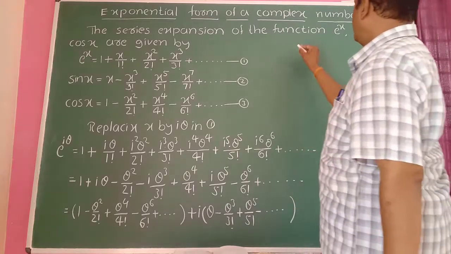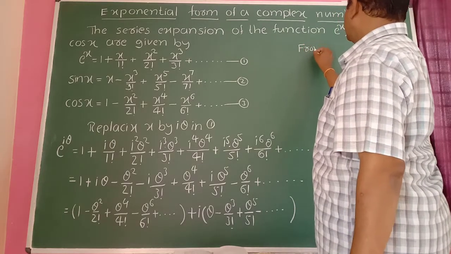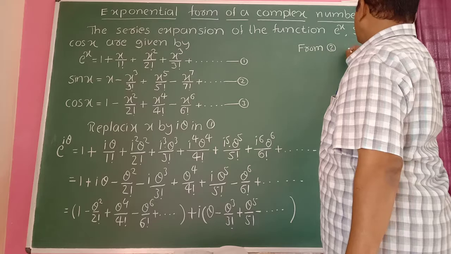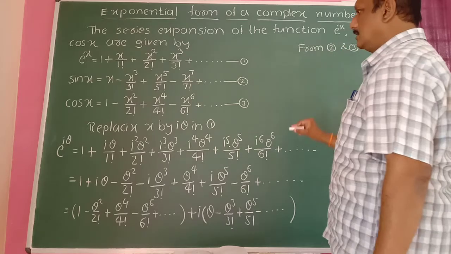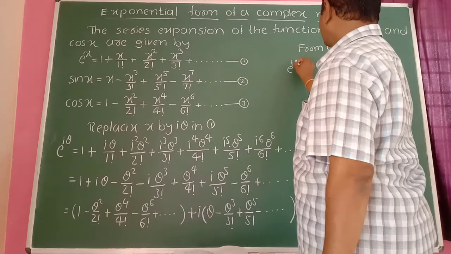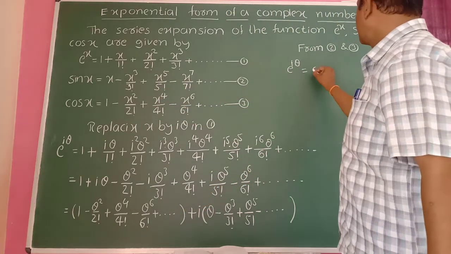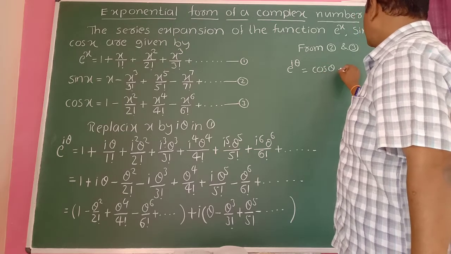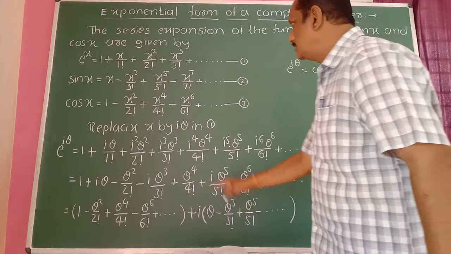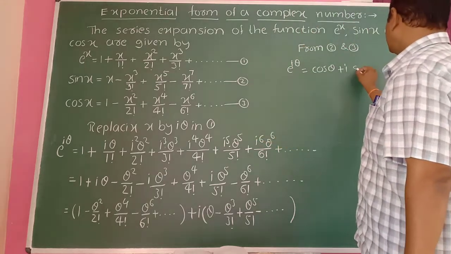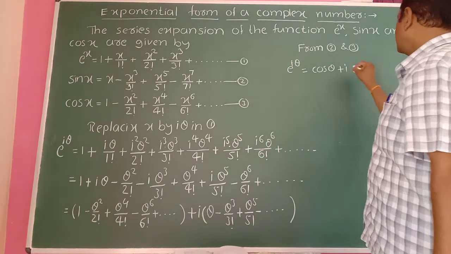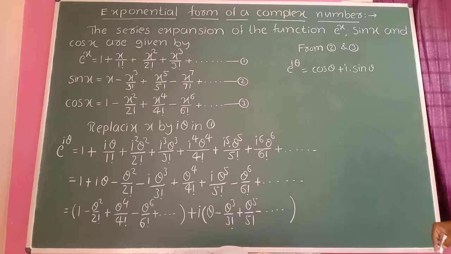Okay, so from the series 2 and 3, e raised to i theta is equal to this series, which is cos of theta, plus i into this series, which is sin of theta. Therefore, e raised to i theta is equal to cos theta plus i into sin theta. Okay, this is Euler's form.